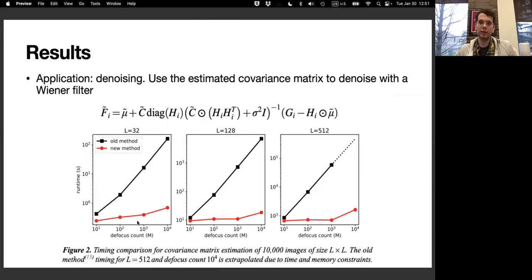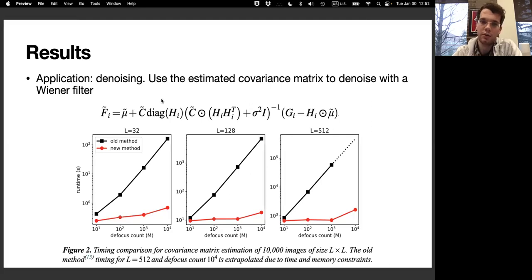We can now plug things into that closed form solution that we had, and we can evaluate things. And have just one application here showing how much faster this is compared to old literature. So again, our method now is going to be in red. The old one is going to be in black. And what we're doing is we're estimating covariance matrices of these data sets that have hundreds of thousands of images. And then we are denoising them using a Wiener filter here.